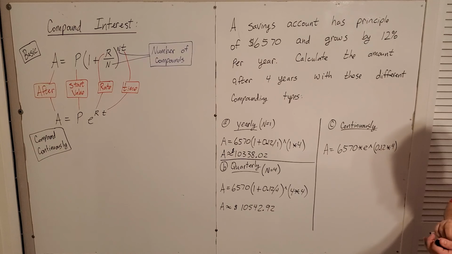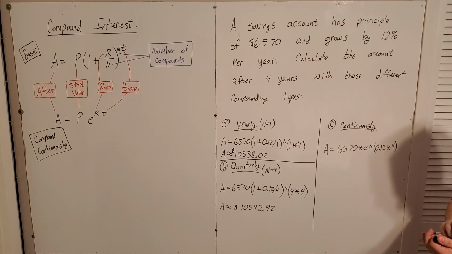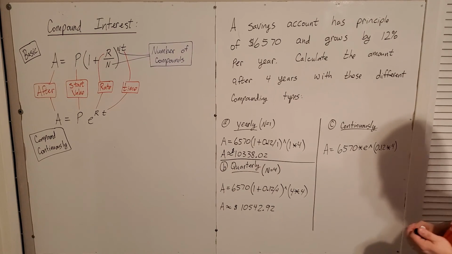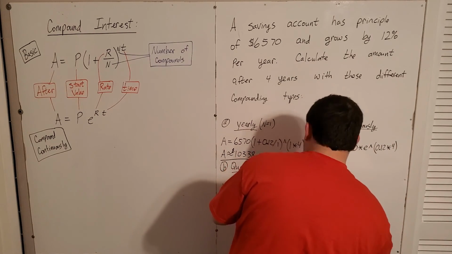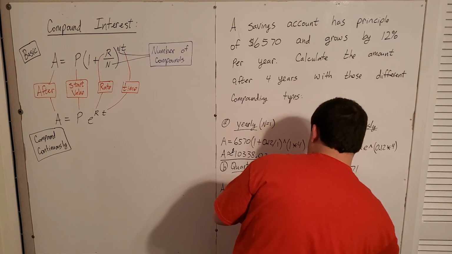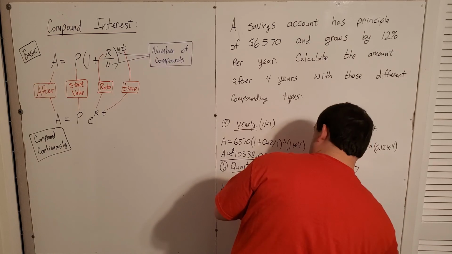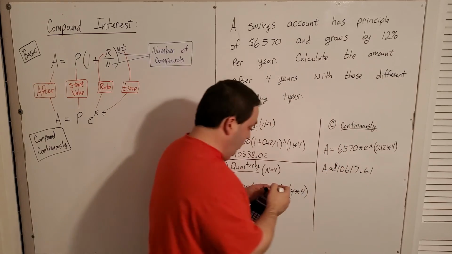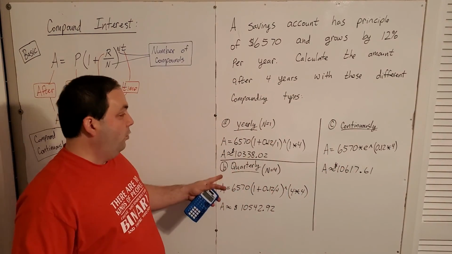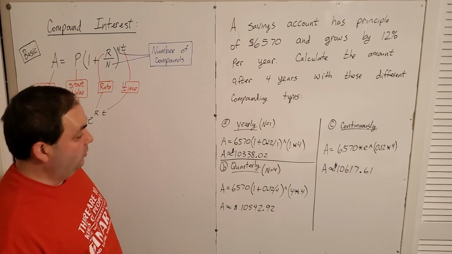So that's what I'm going to punch in here, 6570. Second, and the ln button gives me the e to the power. Then I have 0.12 times 4. And so here I get that A is approximately 10617.61. Sorry, I got those backwards. And you'll notice that it is slightly larger than before even. That's the most that you can get out of increasing the compounding there, okay?